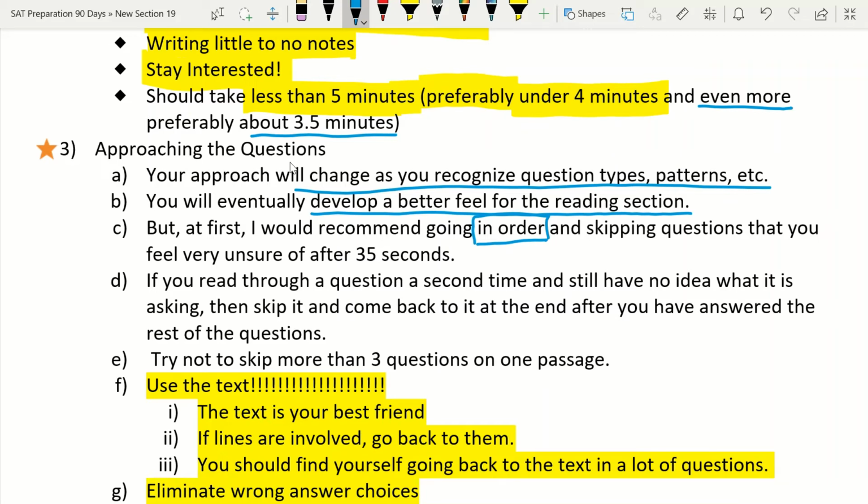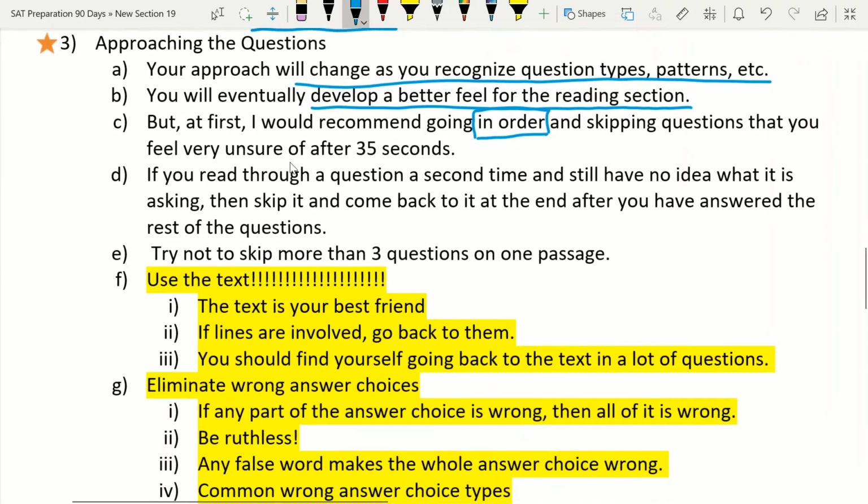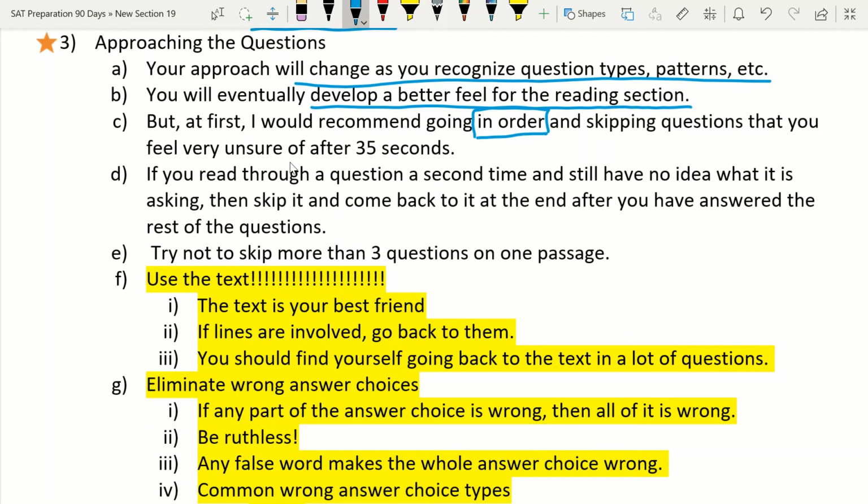So if you read through a question a second time and you still have no idea what it's asking, I would recommend you skip it and come back to it at the end after you've answered the other questions. Because if you get stuck on a question and you stay on it for 3 minutes, then you just wasted 3 minutes on a question you still might not get correct.